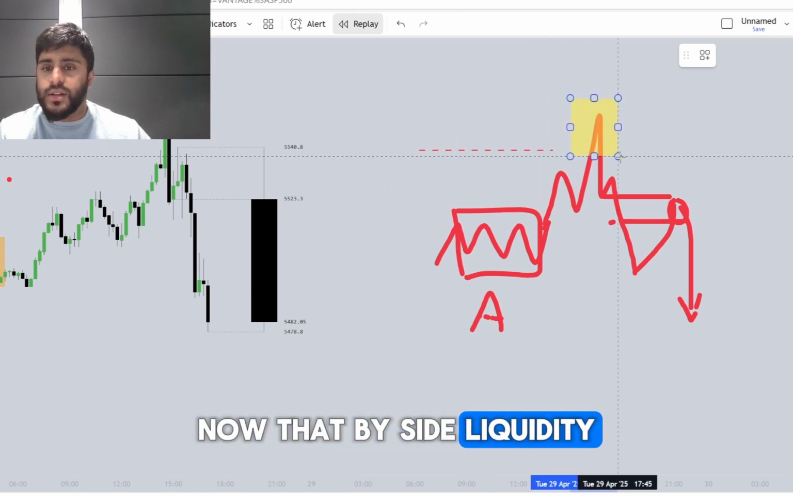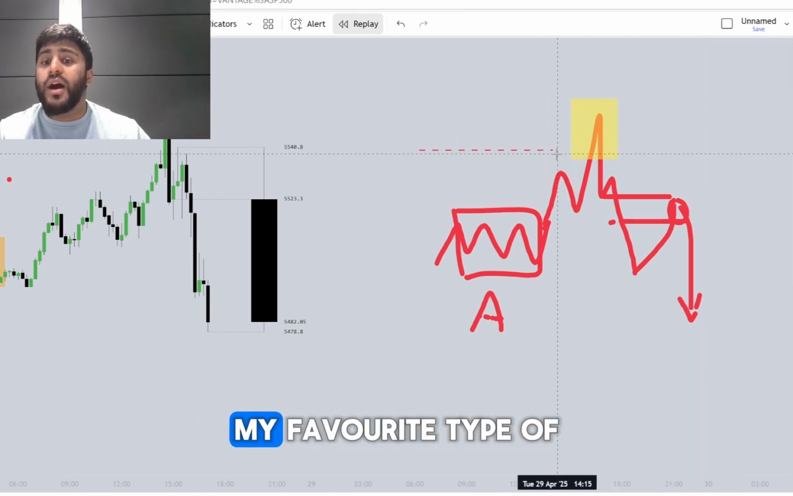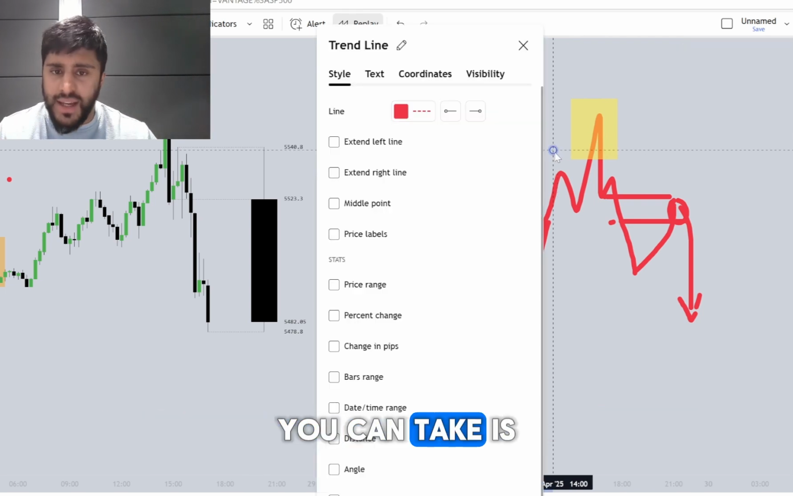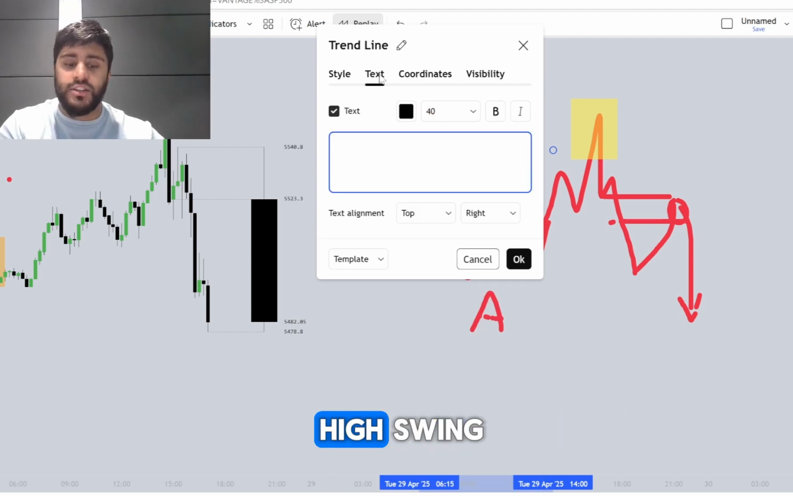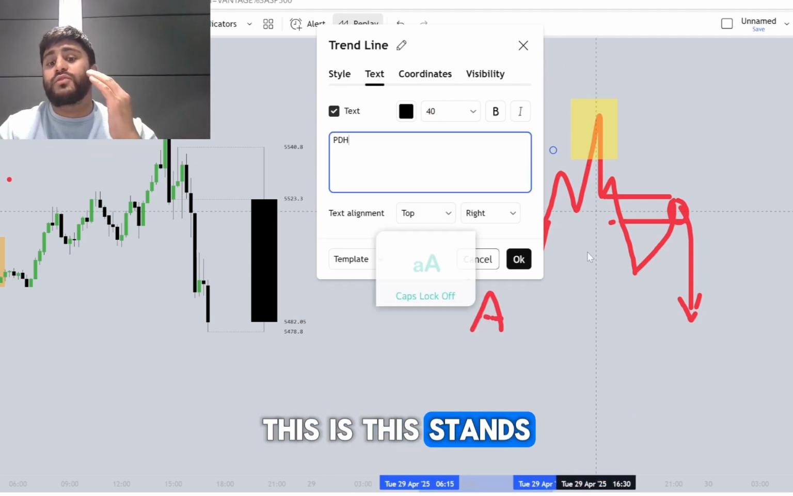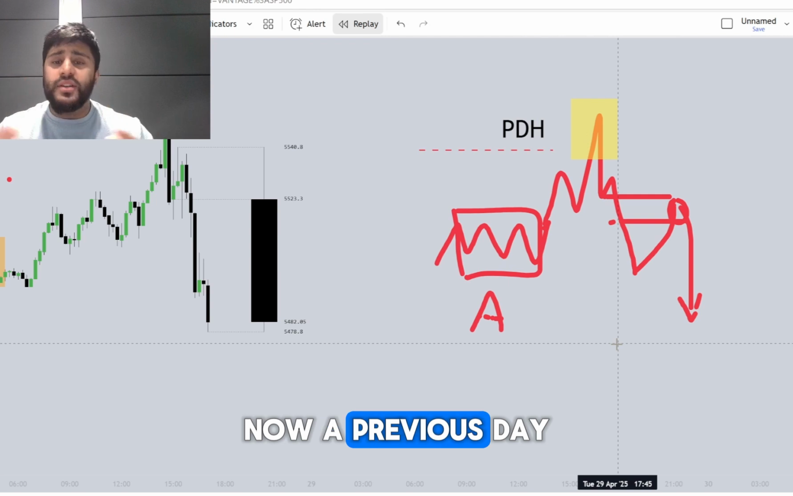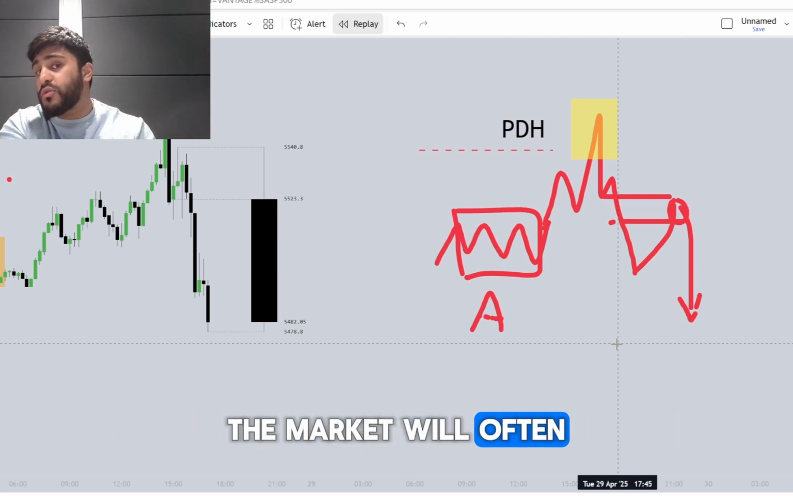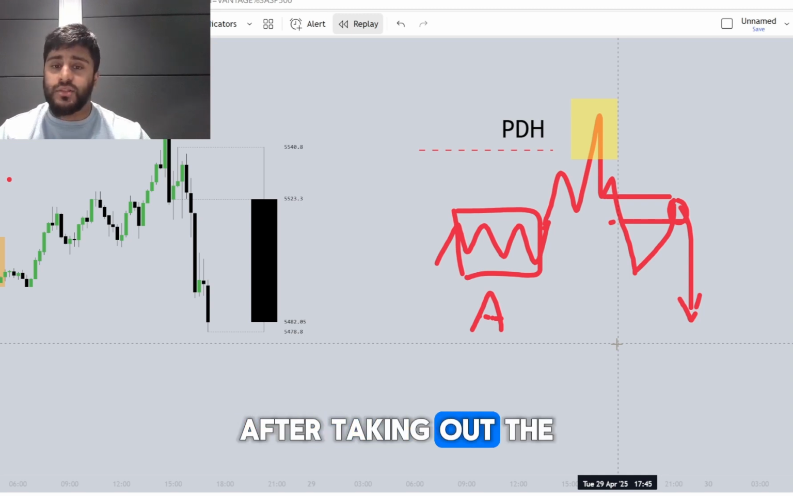Now, that buy-side liquidity over here is typically my favorite type of liquidity setup. The highest probability liquidity setups you can take is essentially the previous day high sweep. So PDH stands for previous day high. Now, a previous day high sweep is a very, very powerful liquidity sweep. The market will often reverse lower after taking out the liquidity sweeps.